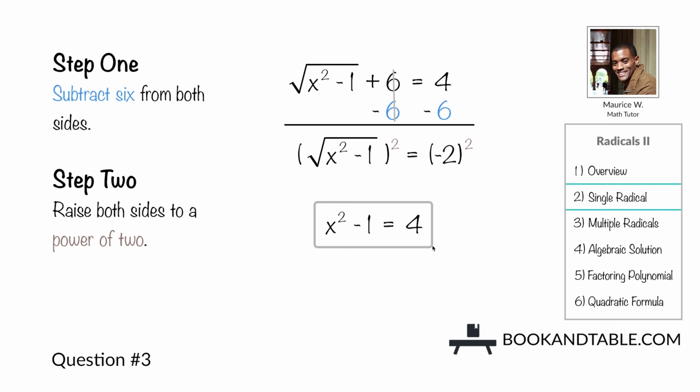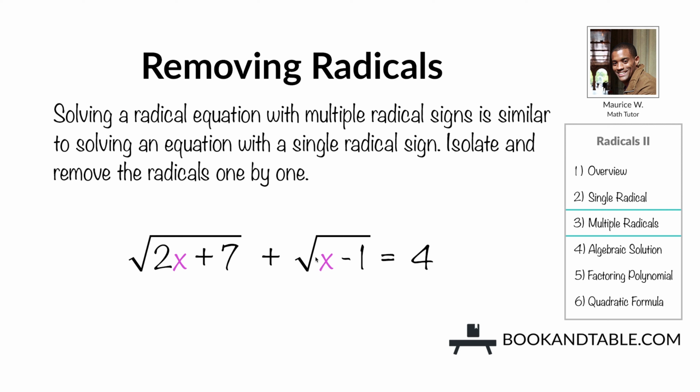So that is how you would remove a single radical from a radical equation. Before we discuss how to then solve for the variable x, let's now discuss how to remove multiple radicals from a radical equation. This isn't drastically different, it's just a bit longer and a bit more tedious. You're essentially going to do the same thing that we just did for single radicals, just multiple times.